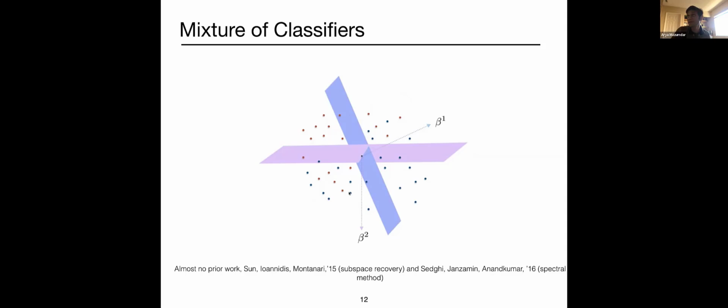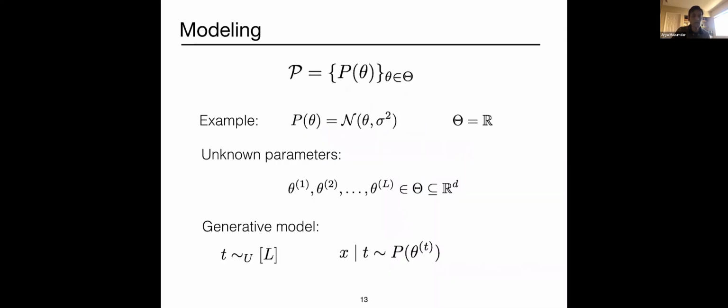Okay, so we have a mixture of functional relationships, which can be a mixture of linear regressions or a mixture of classifiers. Let's now formalize this. We are going to formalize all sorts of mixtures of functional relationships. Suppose we have some parametric family, for example a Gaussian distribution with the mean being the parameter. And now suppose we have unknown parameters, which you can think of as the unknown component means.